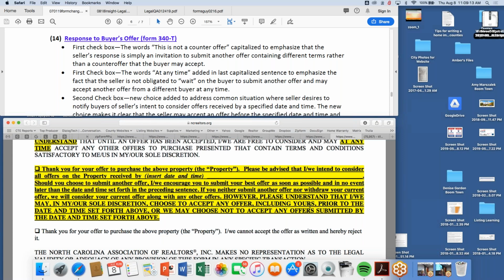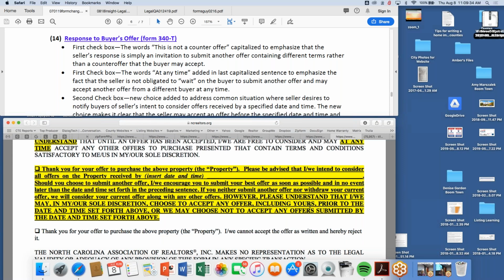And then the next thing you know, your seller says, we're going to go ahead and take this offer over here. We're not going to wait. Well, the seller has no obligation to wait, and that's what this clarified here. And so it says, should you choose to submit another offer, we encourage you to submit your best offer as soon as possible and in no event later than the date and time set forth in the preceding sentence.